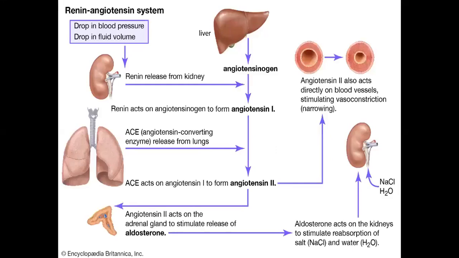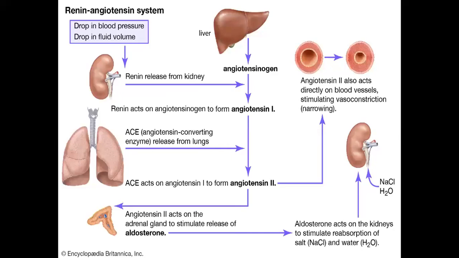Now here we have a diagram which represents the renin-angiotensin-aldosterone system. As you can see, the liver normally produces angiotensinogen. Okay. Now, firstly, let's just discuss what will lead to the release of renin. When you have a drop in your blood pressure or drop in the fluid volume, okay, then renin is released from the kidney, and it will convert angiotensinogen, which is released from the liver, into angiotensin 1. Then there's an enzyme that is released from the lungs called ACE, angiotensin converting enzyme. This will convert angiotensin 1 to angiotensin 2.